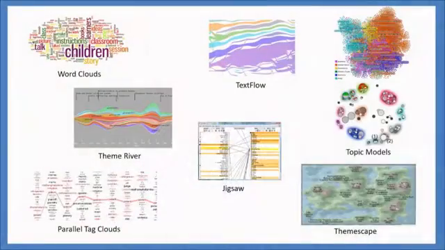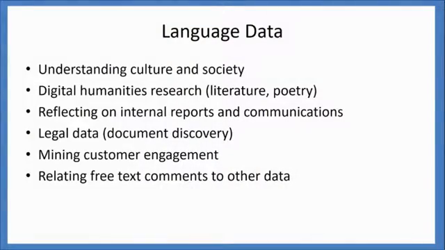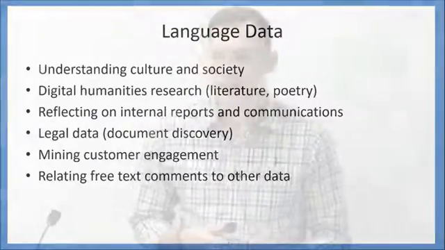The visualization community, some of these are mine, some of these are from my colleagues, have also been creating solutions that approach the problem of large amounts of text and document data. What types of language data are we talking about? So questions like, how do we understand culture and society? How do we understand what's happening in Twitter and Wikipedia and these kinds of resources? Digital humanities research, I'll talk a little bit about my work with poetry. Reflecting on internal reports and communications within an organization. Legal data, so we work sometimes with court cases or document discovery. So looking at, for example, the Enron email was a classic example of that. How do we mine, sift through that for legal purposes? Customer engagement. And then I think an interesting open challenge is how do we relate free text comments to other sorts of data that are not textual?